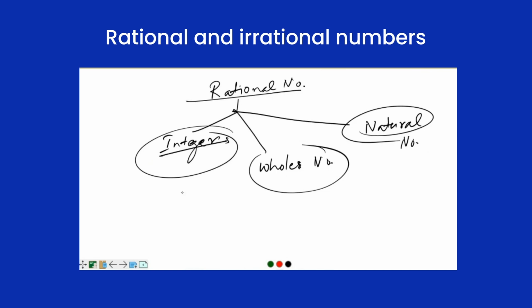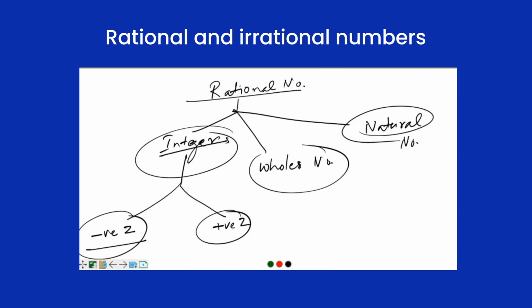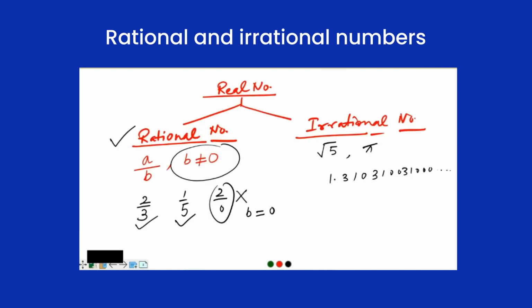Integers can be in two categories also: negative integers and positive integers, and we have the symbols for that. The whole number is basically represented as W, whereas the natural number is represented as N. Integers are represented as Z. Real numbers are represented as the capital R.